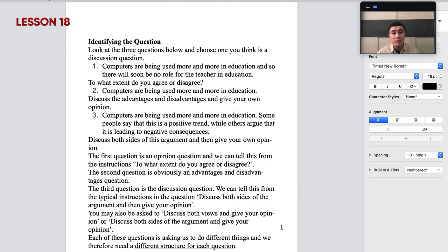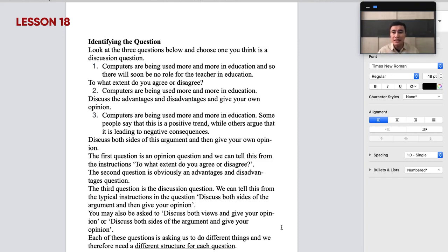Second one, computers are being used more and more in education. Discuss the advantages and disadvantages and give your own opinion. And the third one, computers are being used more and more in education. Some people say that this is a positive trend, while others argue that it is leading to negative consequences. Discuss both sides of this argument and then give your own opinion.